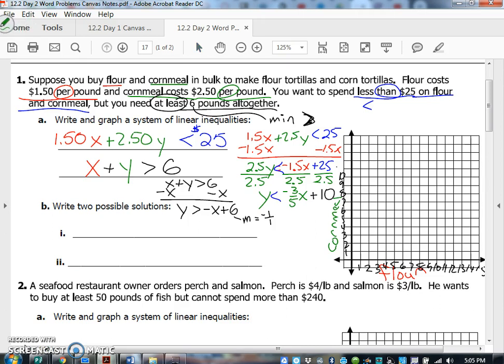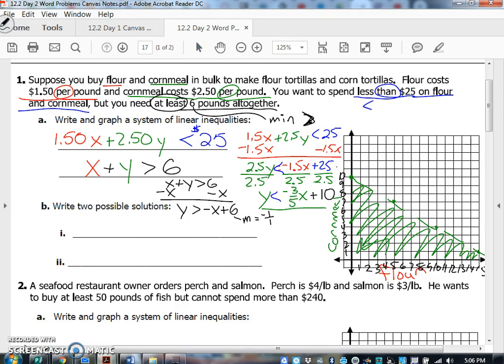So I graph this first function here, (0, 10). I'm going to go down 3 and to the right 5, down 3 and to the right 5, down 3 and to the right 5, and I know this is a dotted line, and I'm supposed to shade underneath, and that's what I'll do. I don't quite get my x-intercept, but as we're going to see, it's not that important at this point.